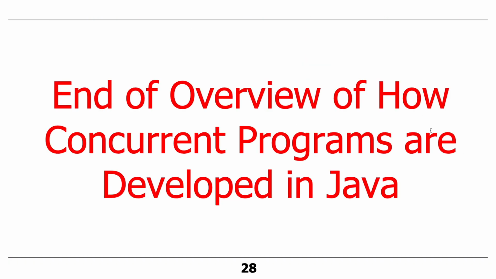So that's the end of our overview of how you can develop concurrent programs in Java. Of course, there's a lot more to it. But this is enough to give you some ideas of what we'll be covering. And we'll be looking at various programming mechanisms and frameworks for both threading and synchronization that deepen all these concepts throughout the course.